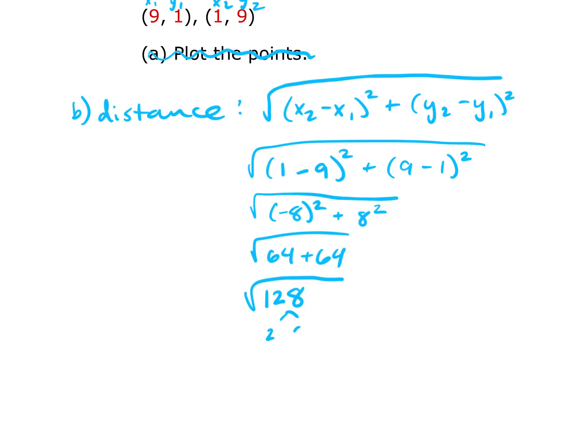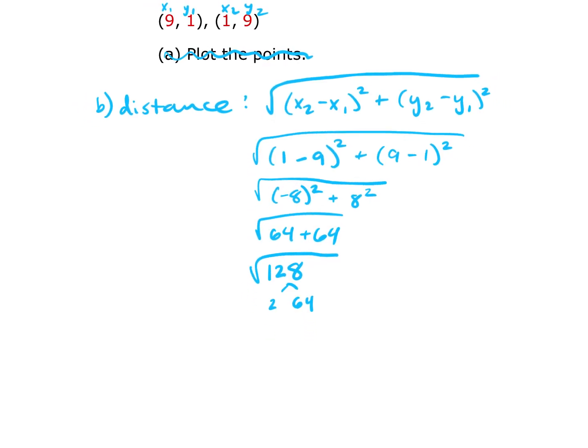So we have 2 and 64. What does the square root of 128 simplify to? 8 square root 2. Awesome. So that would be our distance.